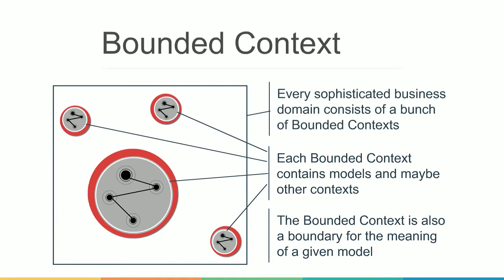Basically, this is a quote from a DDD book: every sophisticated business domain consists of a bunch of bounded contexts. So this is, in my eyes, a further drill down from a subdomain towards a newer level. There are some diagrams in some books and literature that have bounded contexts that span various subdomains.